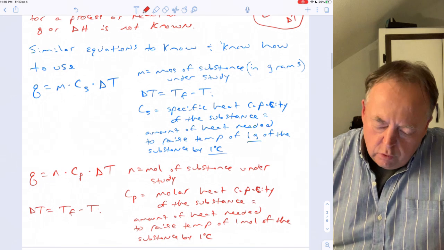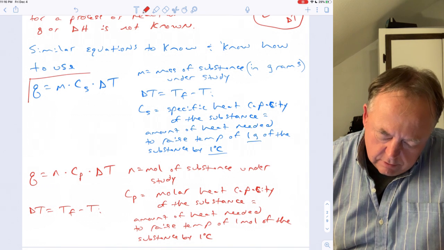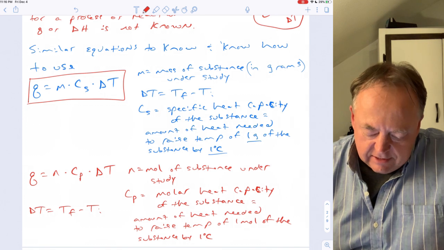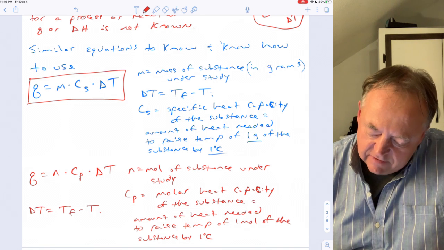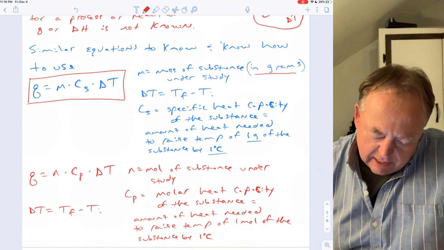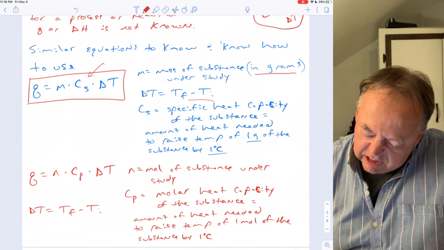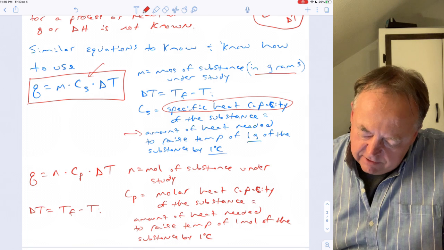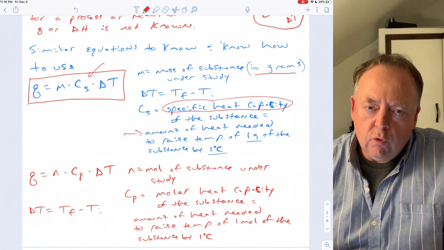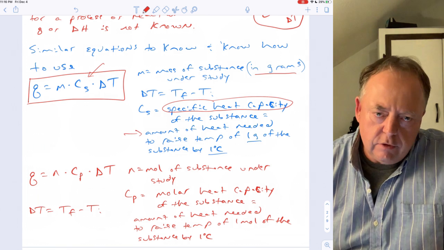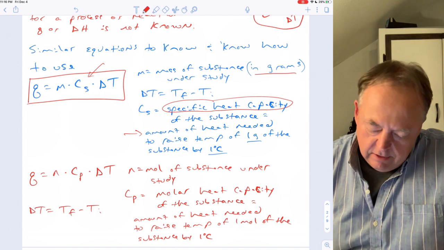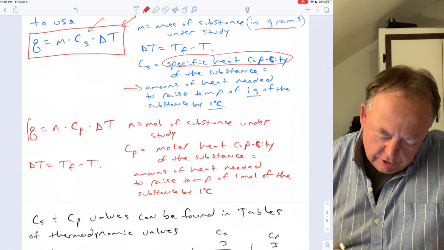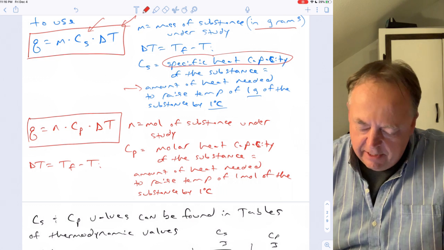Okay, so some similar equations that you should know and know how to use. Q, heat of a reaction or process, is equal to m, the mass of the substance in grams, times C sub S. C sub S is what's known as the specific heat capacity of the substance. That's simply the amount of heat needed to raise the temperature of 1 gram of the substance by 1 degree Celsius, and that's a constant. And then delta T.